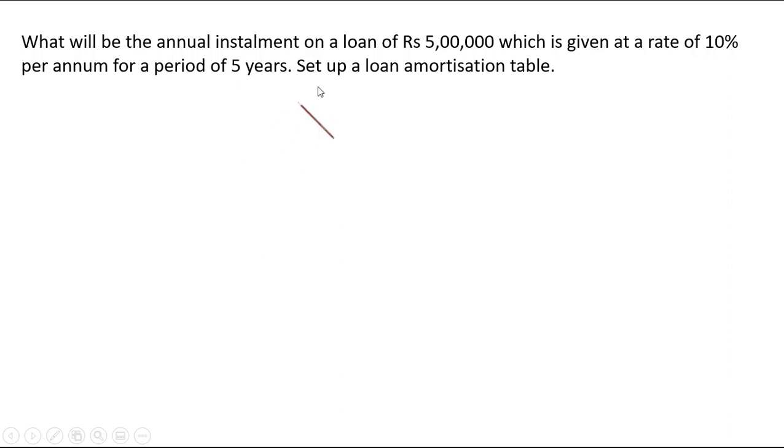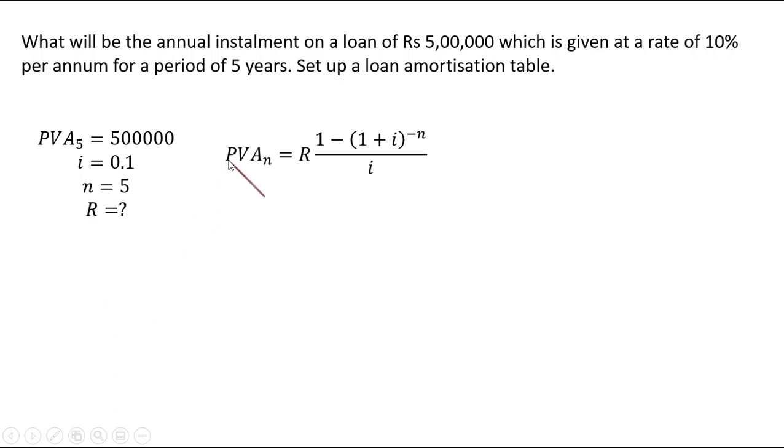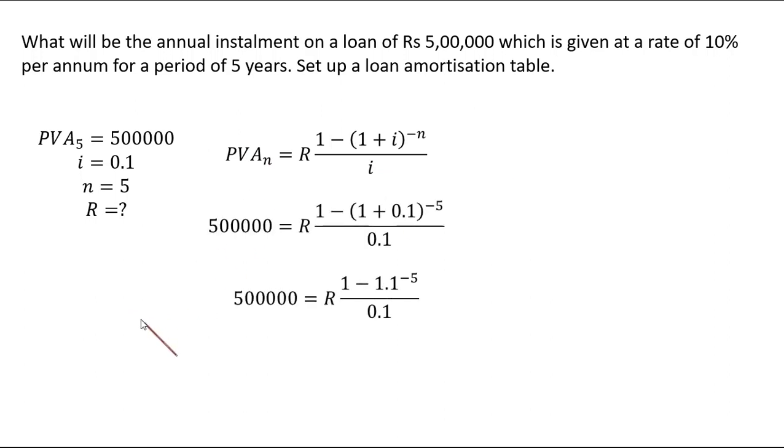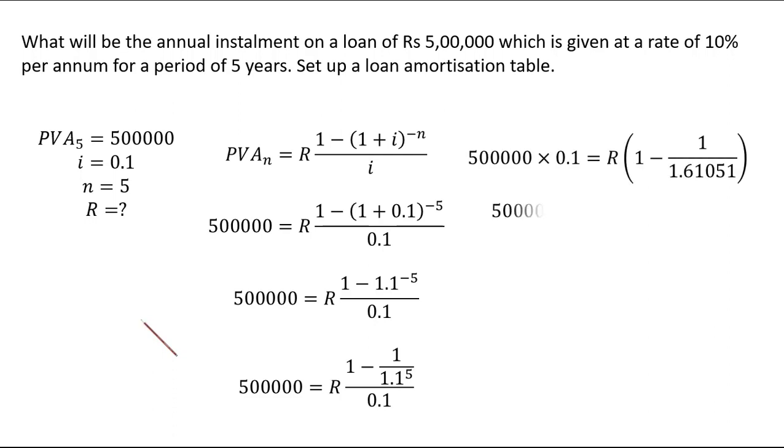What will be the annual installment of a loan of rupees 5 lakh, which is given at the rate of 10% per annum for a period of 5 years? Set up a loan amortization table. So the present value, this is the principal. Principal is always the present value, is 5 lakh rupees. Interest percent is 10%. Number of years is 5. What is the installment that needs to be paid? So we use the present value of the annuity because we have been told the present value is 5 lakh rupees, and we write that formula. We substitute in the numbers to get the following answer.